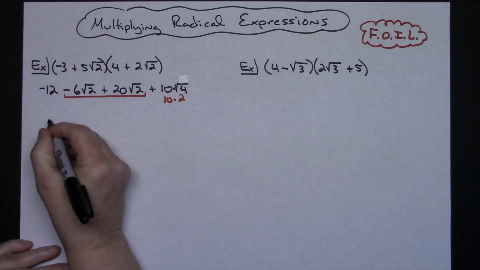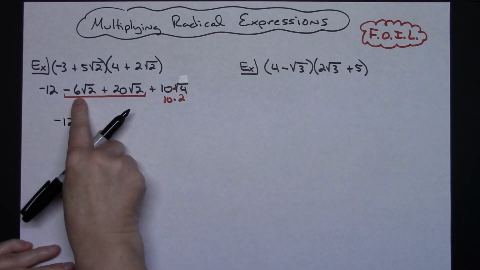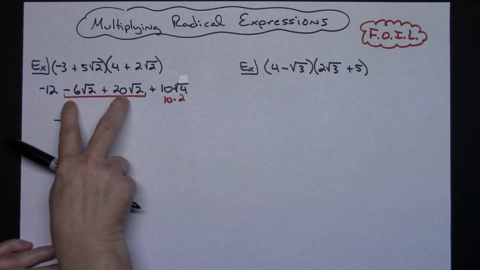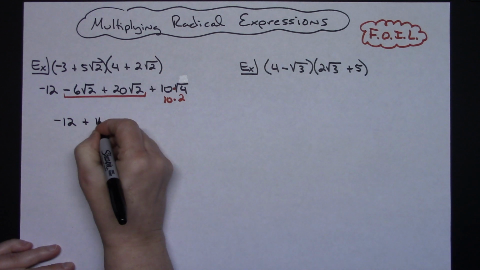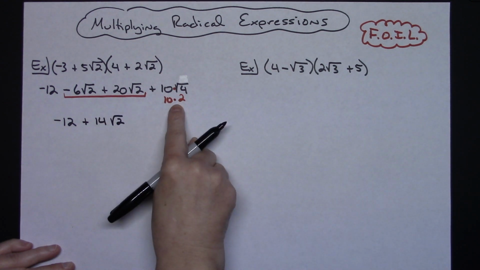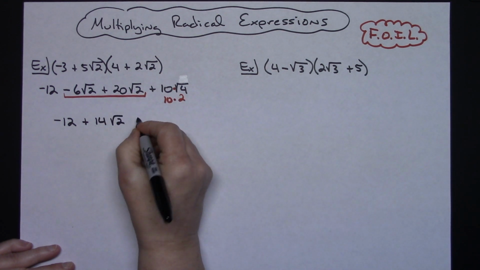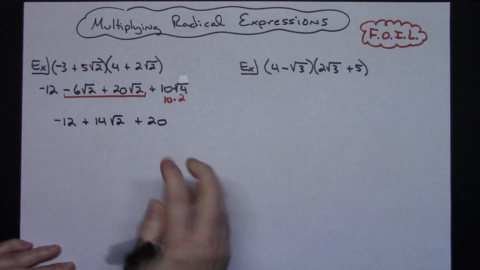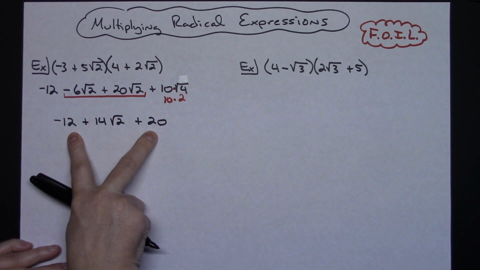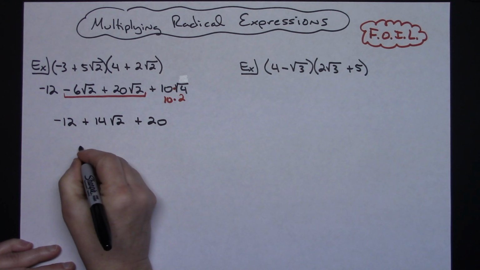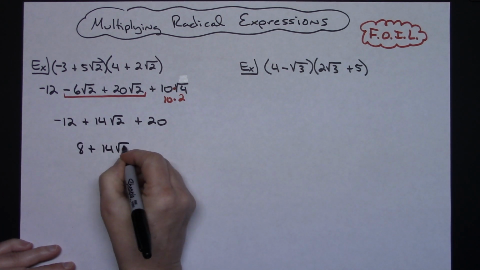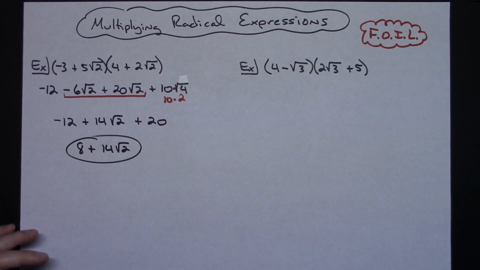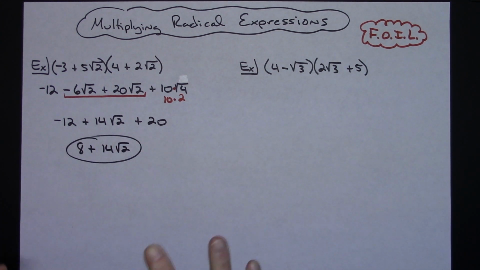So the -12 is just going to stay put. Putting these two like radicals together, I've got a -6 plus a 20 is going to give me a 14 radical 2, and then this 20 right here. If I just continue on, I can add these two numbers. -12 plus 20 is going to give me an 8. I'm going to choose to put that in front, and then plus the 14 square root of 2. Okay, so pretty straightforward FOIL method there on those radical expressions.